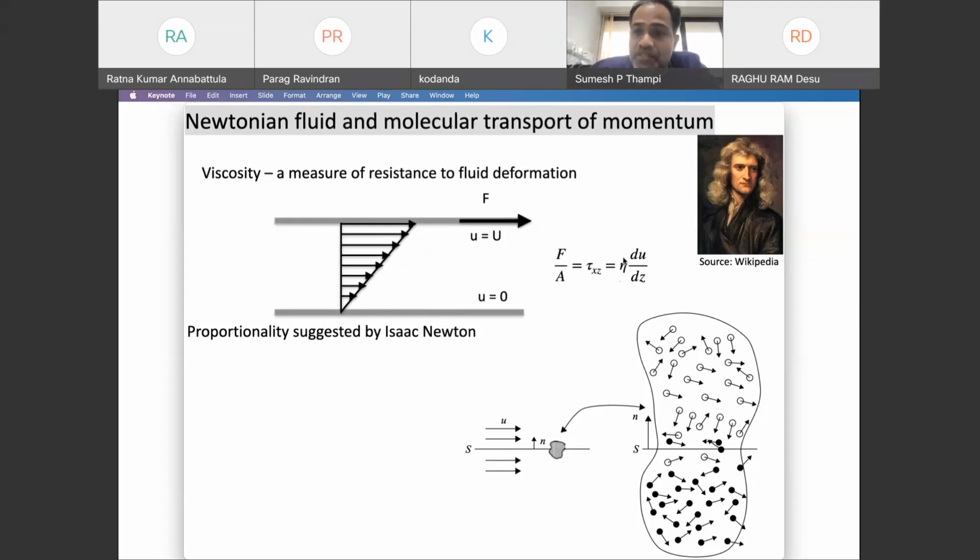But what happens if you look at it on a molecular level? I'm going to do that now. Let's say I take one of the points from this.